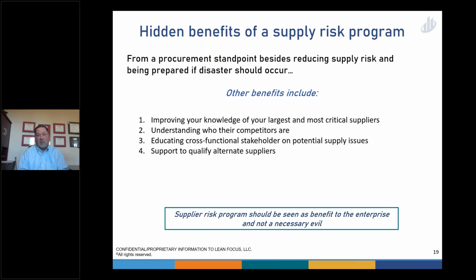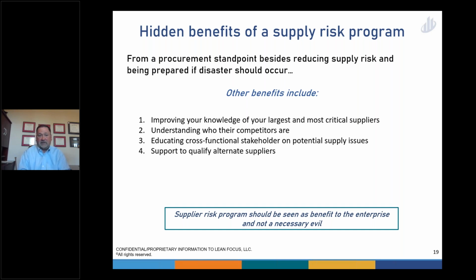This is probably, I think, one of the biggest ones here: educating cross-functional stakeholders on potential supply issues. Having that operations director say, geez, if I would have only known that this supplier was this risky, I would have supported finding an alternate. Or if I would have only known that this supplier had this issue, I would have brought in some more inventory. So having cross-functional stakeholder involvement on potential supply issues is really important.